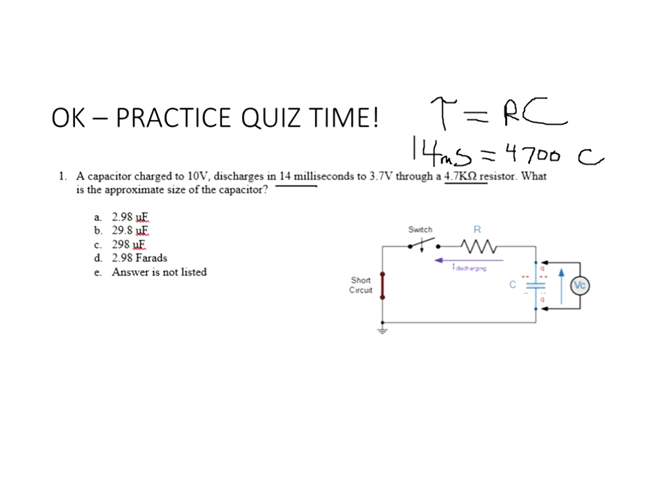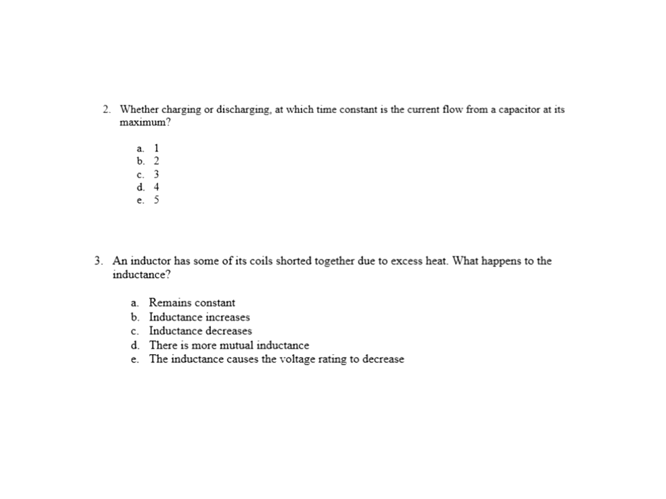So 0.014 divided by 4,700. Well, look, I got 2.99 microfarads. Now look, none of these say 2.99, do they? But you better guess the one that is really the closest, because on my calculator, it says 2.98. So what's the correct answer here? 2.98 microfarads. Watch your engineering notation. The correct answer for this one is 2.98 microfarads.